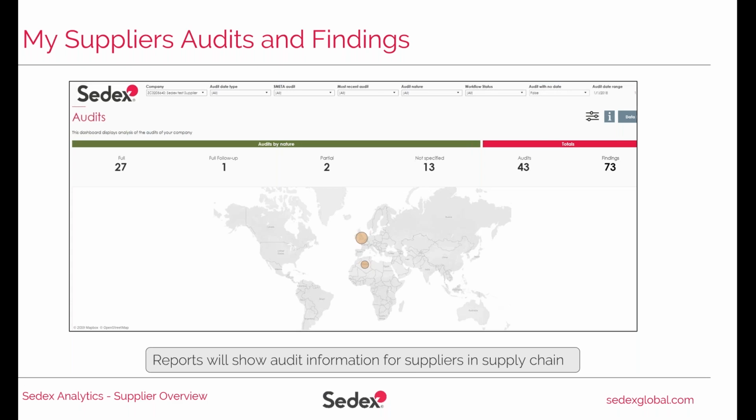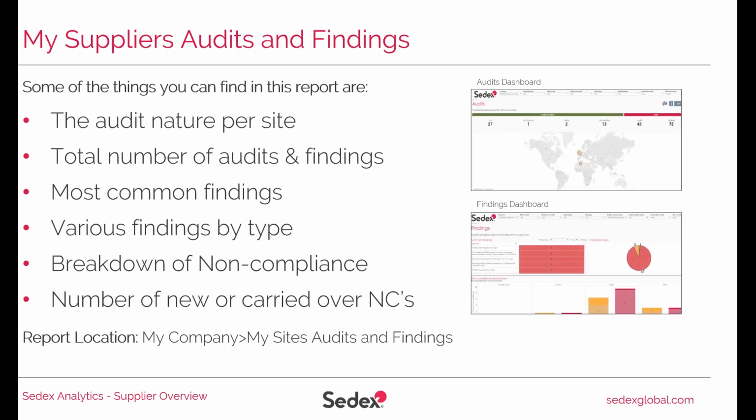This one looks very similar in structure to the sites tracker, which is fine, but the data it's looking at is different. It's focused around audits, where the site tracker is looking at generic information of all. If you're interested in detailed information behind audits and findings, then this is the report you would use. What this report would show is the audit nature per site, total number of audits and findings, most common findings, various findings by type, breakdown of non-compliance, and so forth. So it gives you great insight into that information for you to run.